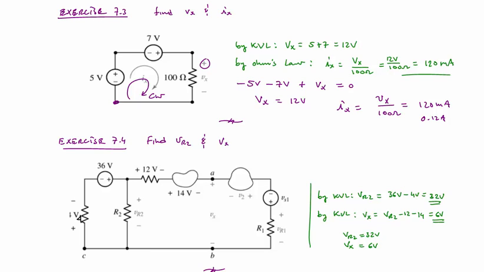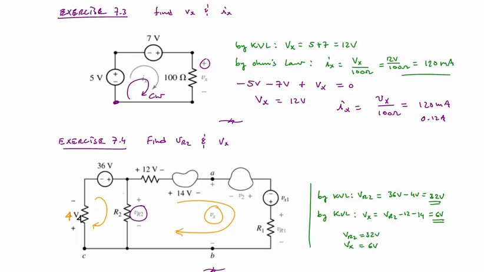Okay, let's look at this next example. Here we're asked to find VR2, that's this voltage here, as well as Vx, which is right here. So there are actually 2 loops here. All right, and we can write a KVL equation around both of them. I think there's a little cutoff. I think that's 4 volts, if I recall. Yes.